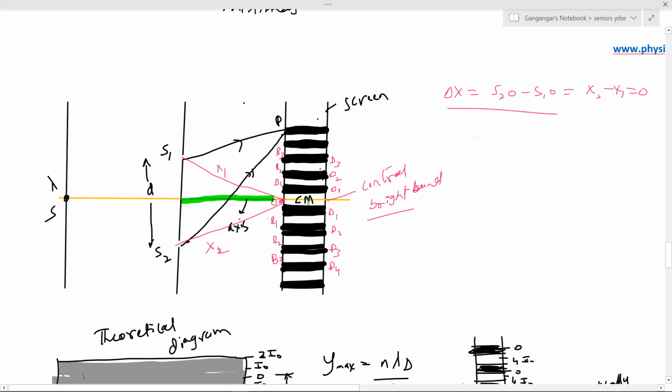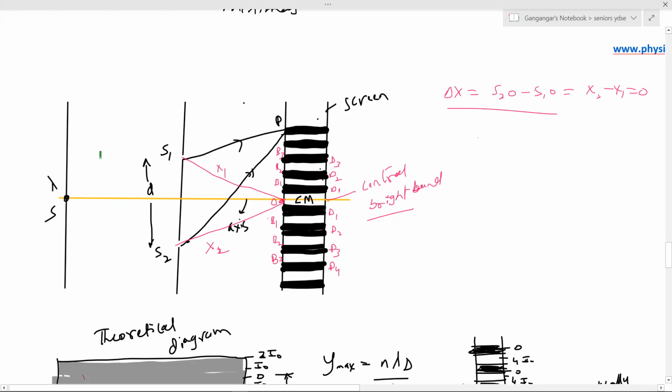Then after the central maximum, why do we get a dark band? The first dark band will be this one. Next, we'll get the first maxima, second minima, second dark band, second bright band, third dark band, third bright band. Like that, alternate bright and dark bands will be there. Since S1 and S2 are placed symmetrically with respect to the axis, we'll get a symmetric pattern about the axis.